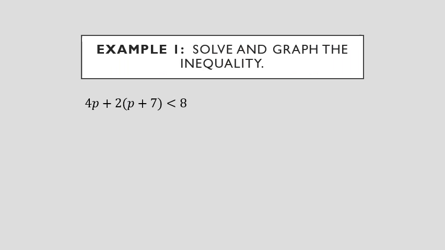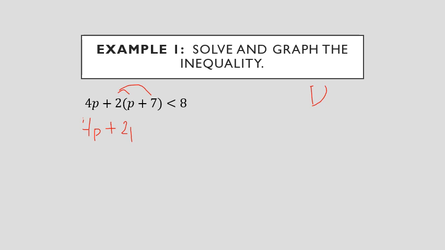So let's put all that information together and solve this inequality here. Remember, the steps for solving are exactly the same. The only difference is that golden rule of inequalities, which means that if I multiply or divide by a negative, my inequality symbol will flip. So the first thing I need to do is distribute. I'm going to distribute this 2 here. This 4p comes straight down.